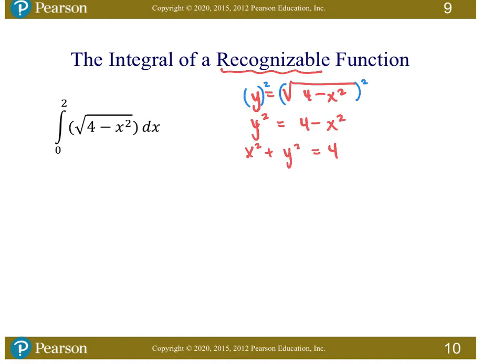More specifically, it's the top half of a circle. If I wanted the whole circle, there would be a plus and a minus here, but I'm only specifying right now the top half of the circle, the semicircle, so it's above the x-axis. So let's take a visual of this. And so we are looking at a nice semicircle of radius 2.